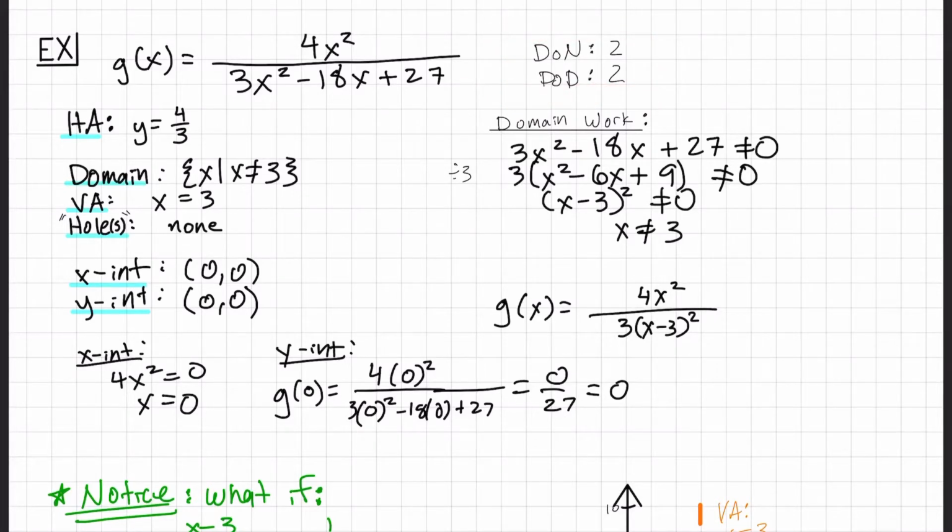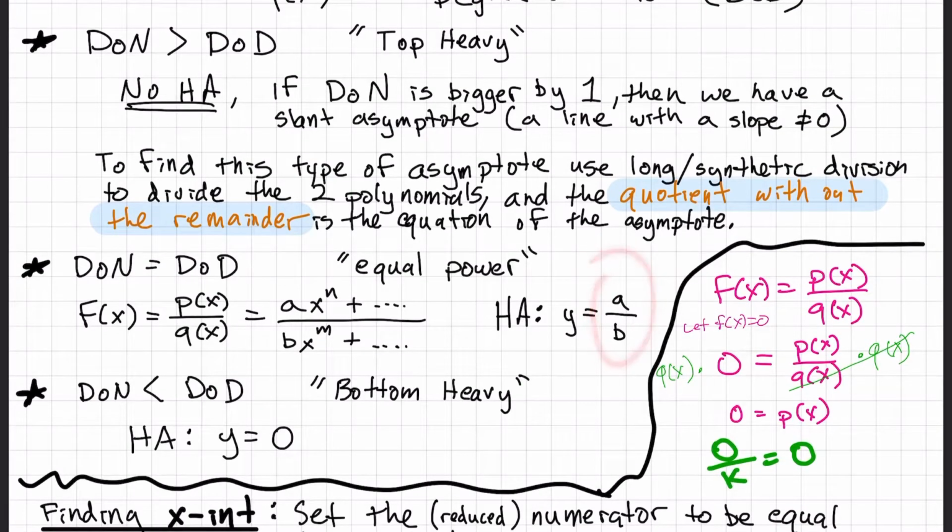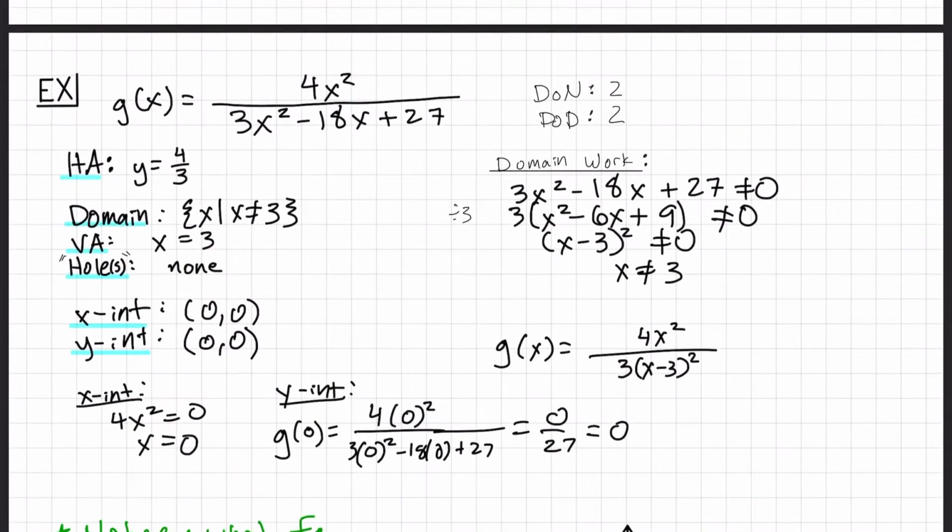To do that, I'm just going to write down a note to myself, the DON and the DOD. The degree of the numerator is 2. The degree of the denominator is 2. Notice I am not looking at the 4 or the 3. I'm not looking at anything else. I'm only looking at the DON and the DOD. So looking at my degree of the numerator and denominator, it is equal powers because they are the same. And our notes tell us that if they're equal powers, we look at the leading coefficients. So now let's look at the leading coefficients, and it's 4 over 3, so that's my horizontal asymptote, 4/3.